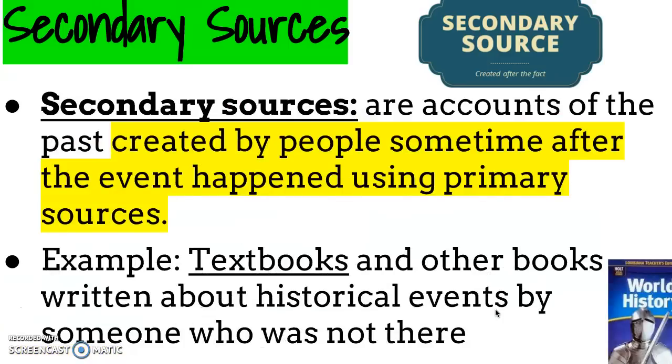Now, a secondary source, though, is a little different. A secondary source is created by people sometime after the event happened using primary sources. So, for example, a textbook uses a number of different primary sources put together to tell you the history of the past, and it's created way after the event happened using primary sources. Okay? So it is written by someone who was not there at the time.